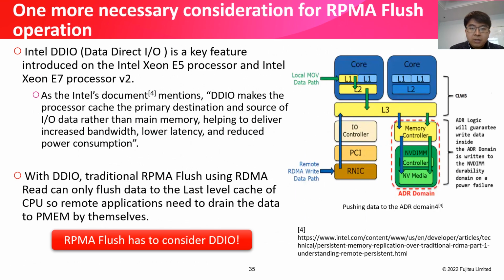One more necessary consideration for RPMA flush operation. Intel DDIO is a key feature introduced on the Intel Xeon E5 processor and Intel Xeon E7 processor V2. As the Intel's document mentions, DDIO makes the processor cache the primary destination and source of I/O data rather than main memory, helping to deliver increased bandwidth, lower latency, and reduced power consumption.